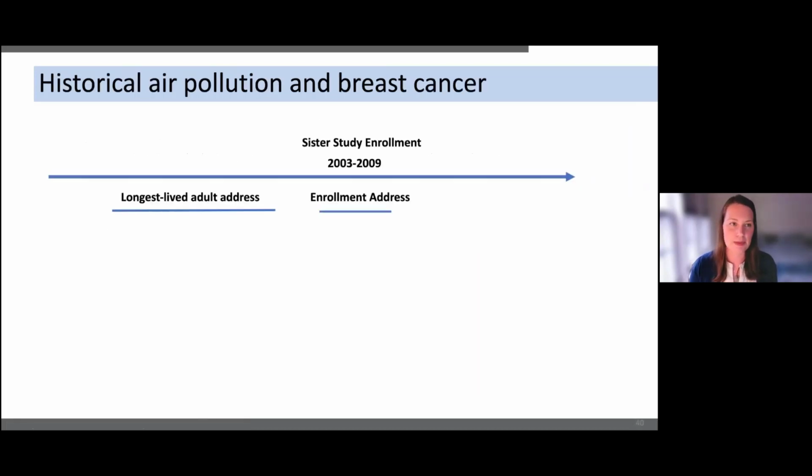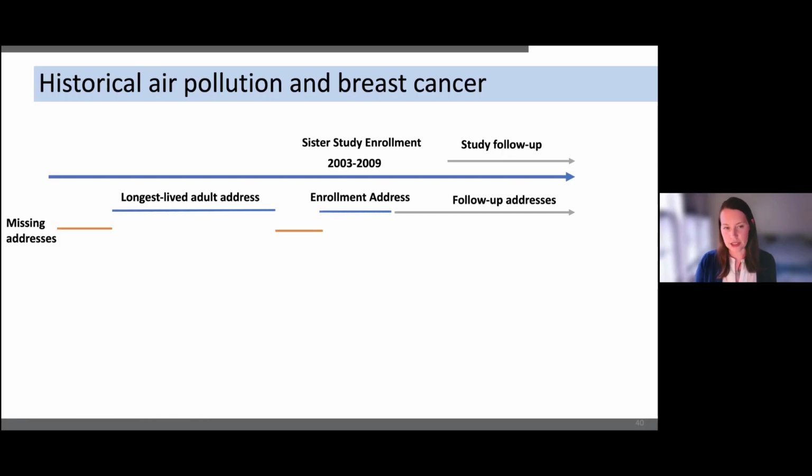And finally, the last project I'm going to share with you today is some work we're doing trying to get at historical air pollution exposure. So in the sister study, we have information on the enrollment address, which is what most of my studies have focused on. But we also asked women about their longest lived adult address. And moving forward in the sister study, we have their follow-up addresses, which we'll be able to use in the pooled study, looking at time-varying air pollution exposure moving forward from enrollment.